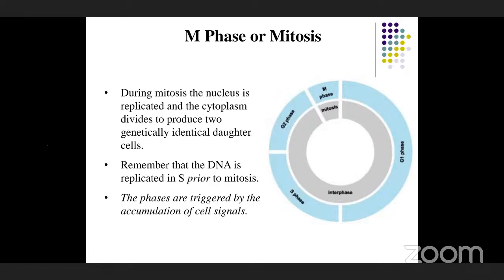So what is allowing this mitosis? Without any cell signal, this cell division won't start. There will be some external signal which will be triggering the cell division.